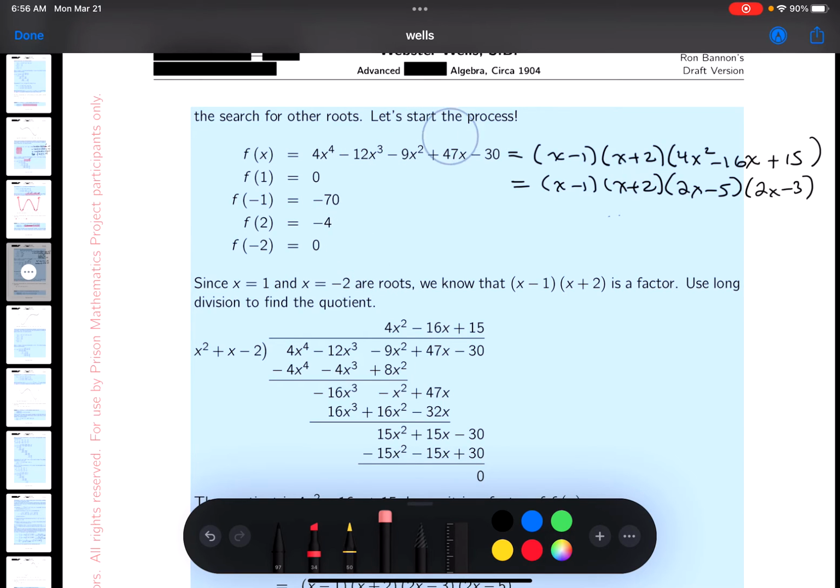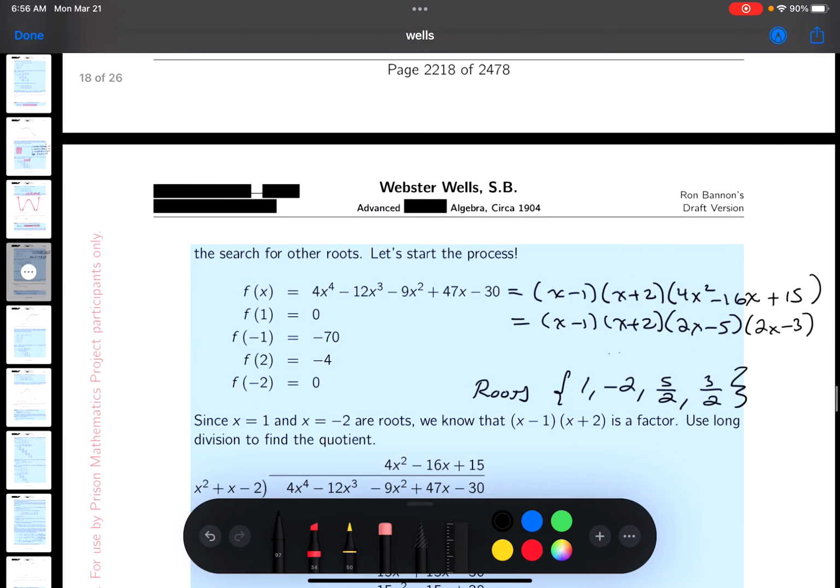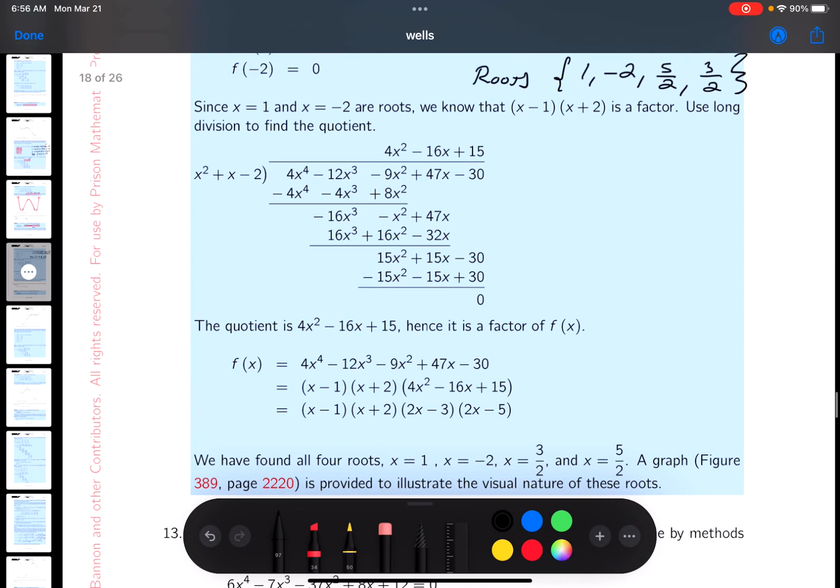All right, what am I going to do now? I'm going to list the roots. Where are the roots going to be? Well, 1, -2, 5 halves, and 3 halves. Are they in the original list? Well, 1 and -2 certainly, 5 halves and 3 halves. All right, got them. Let's make sure they're being listed. Let's see, 1, -2, 3 halves and 5 halves.